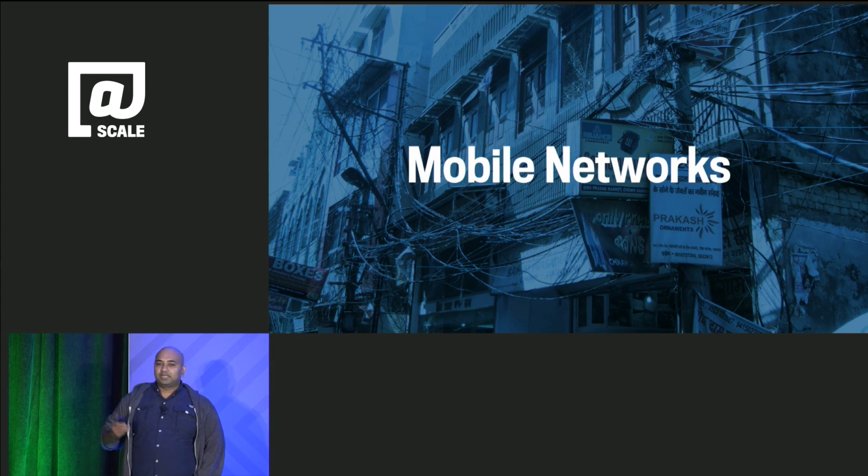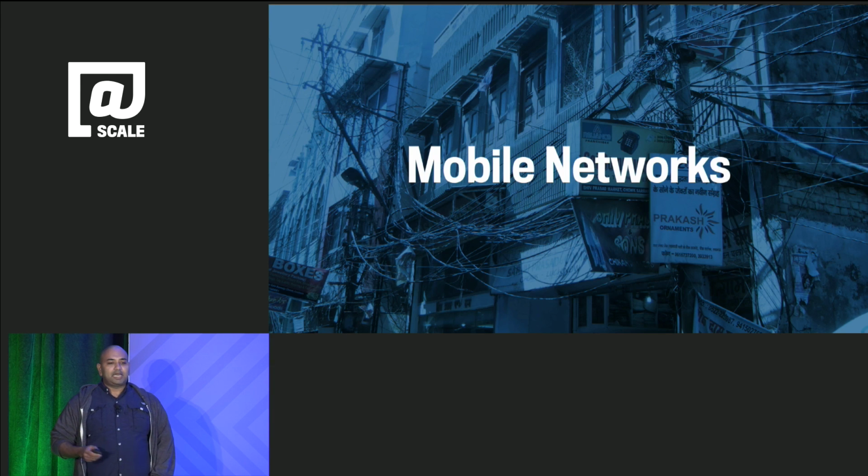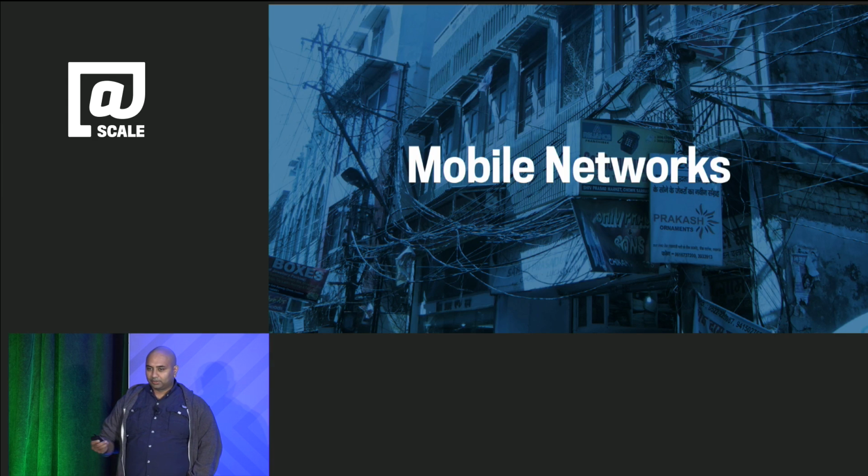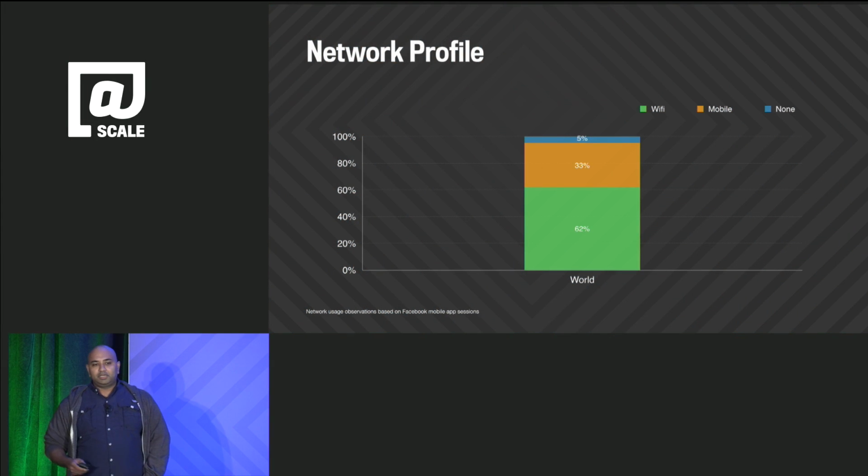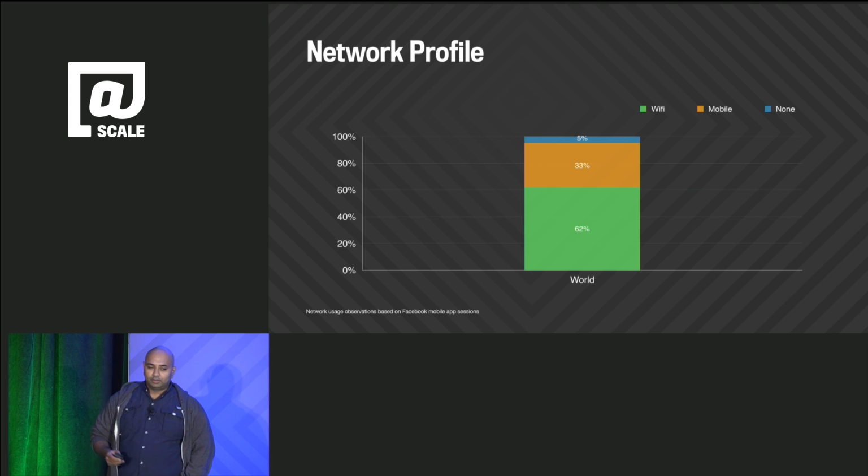To help us understand some of these network constraints, let's dive into the network profile based on the usage of our mobile apps around the world. As you can see here, there are many sessions that are primarily based on Wi-Fi. About 30% of them are on mobile. And interestingly so, 5% of these sessions over time are when there is no network connectivity.